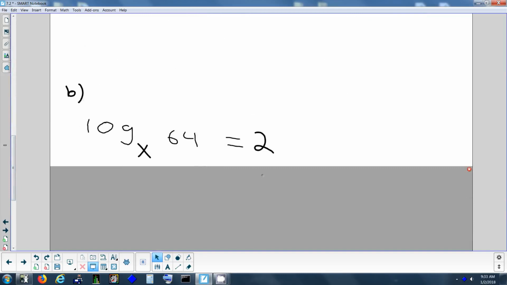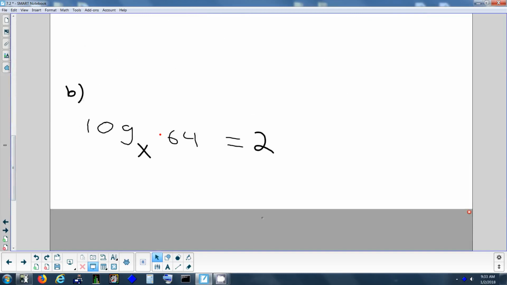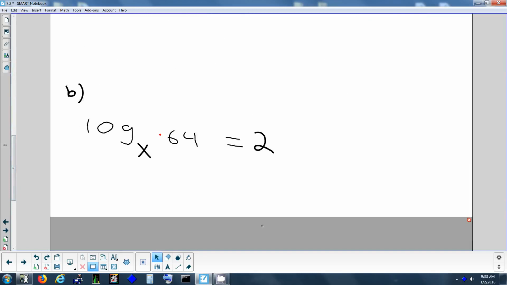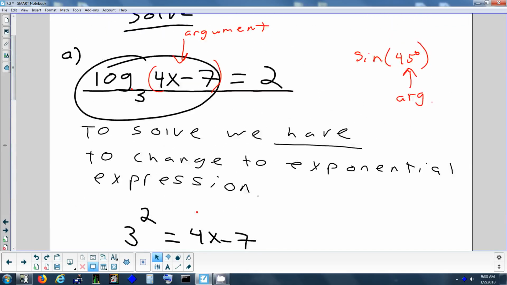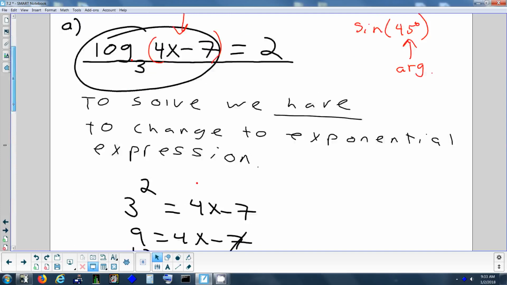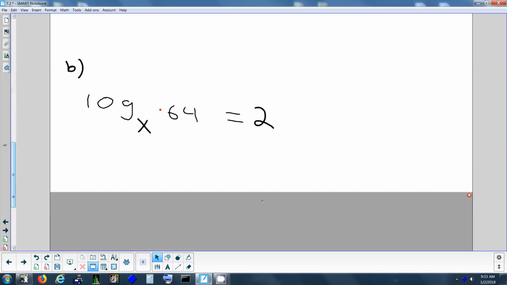Not sure. Anyone help her out? What's the argument there? 64. It's the thing that you're taking the log of. In this case, you're taking the log of 64, specifically using a base of x. We don't know what the base is, but that's the difference. This time, the base is a variable. Last time, the argument had the variable. So I've moved the variable to a different spot.